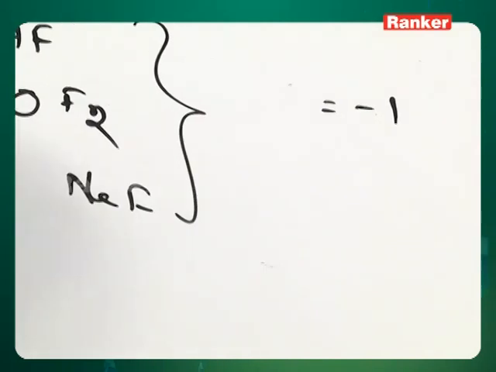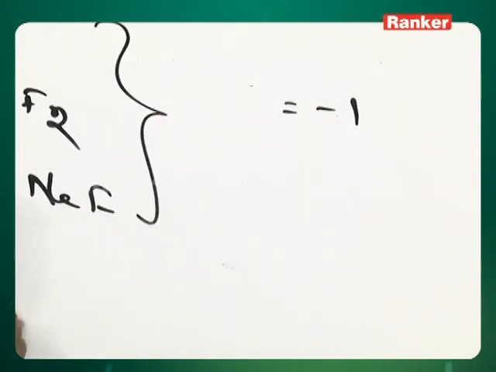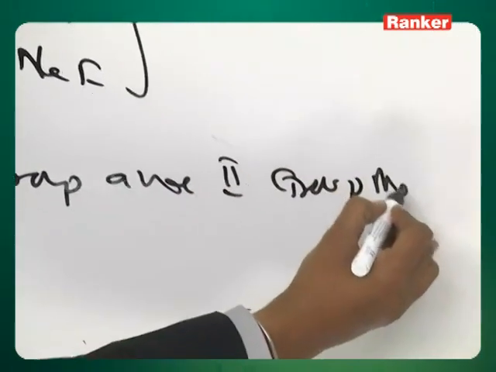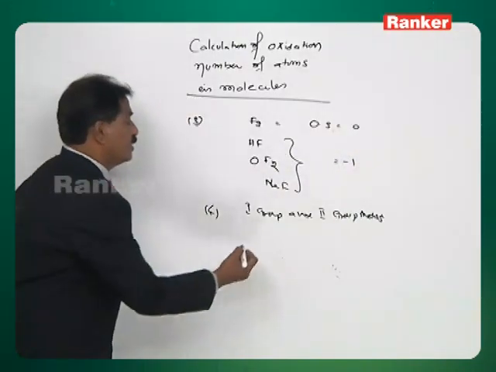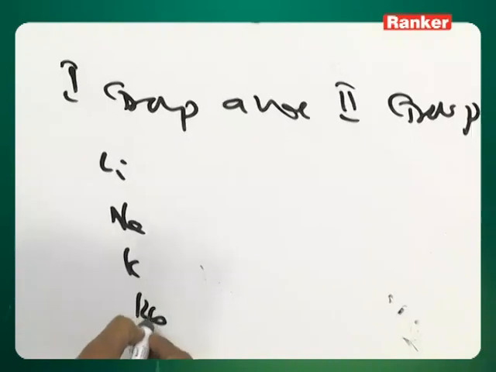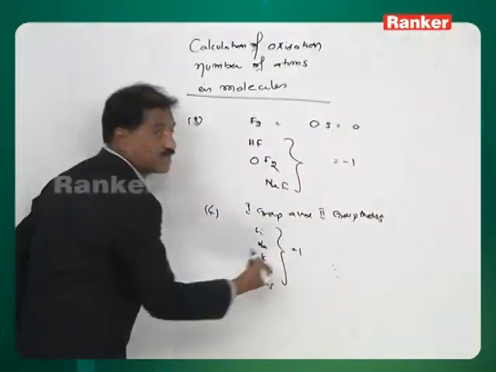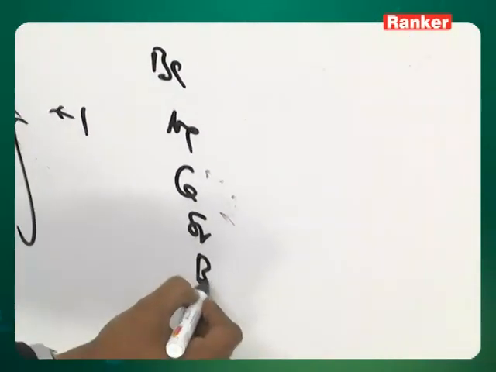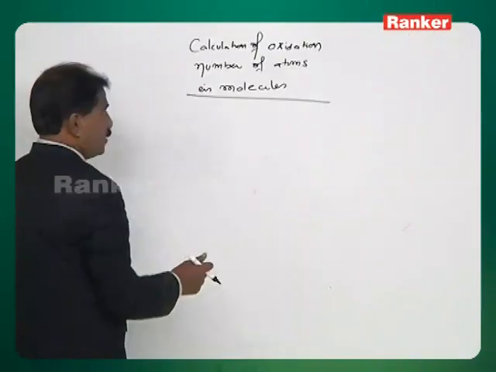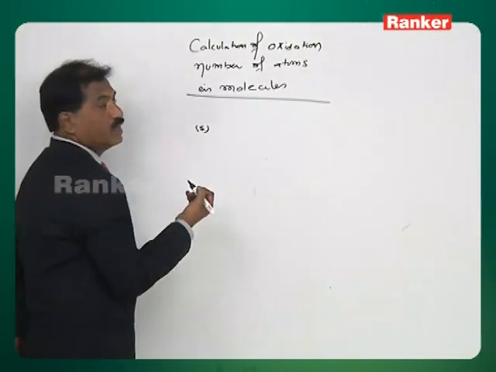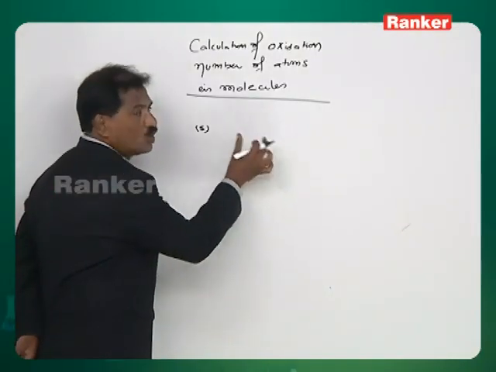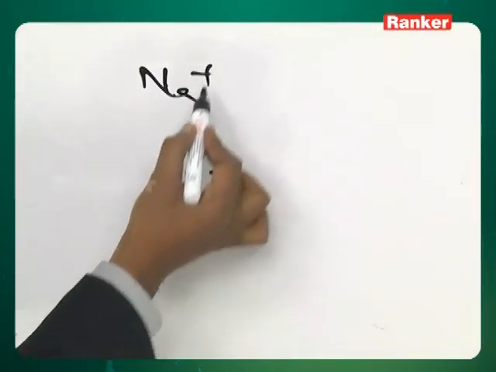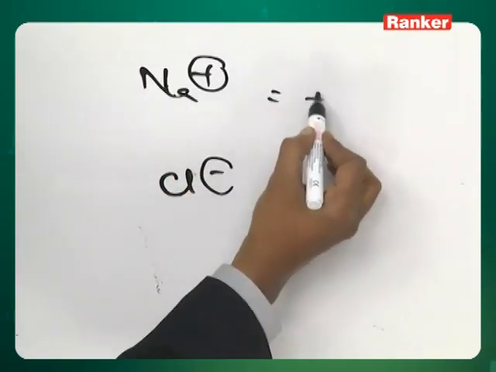Next, the oxidation state of the first group and second group metals. For first group metals like lithium, sodium, potassium, rubidium, cesium, we will assign the value +1. For second group metals like beryllium, magnesium, calcium, strontium, barium, we will assign the value +2. Next rule: if the given ion is a monoatomic ion like sodium ion or chloride ion, the charge shown over the ion itself is taken as the oxidation state.